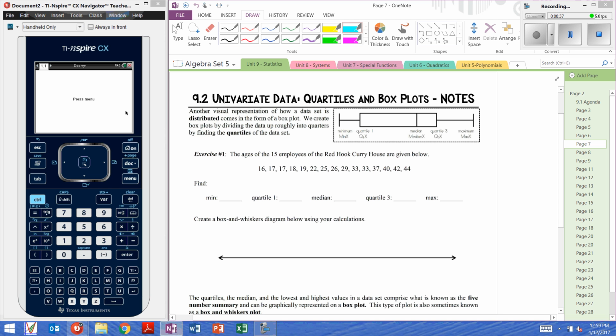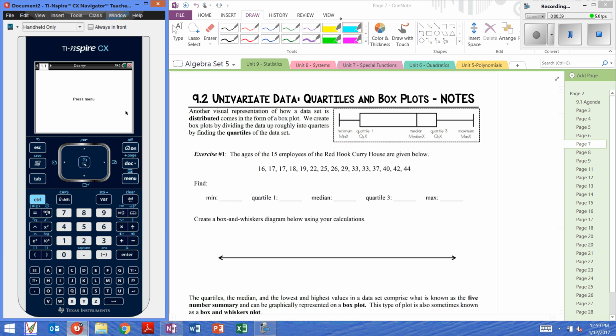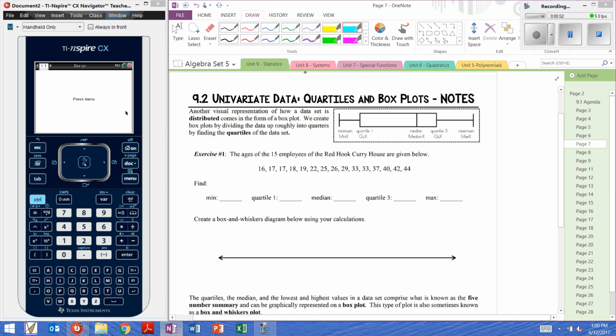So our box plot looks like this. We have a minimum value, a maximum value, we have our first quartile, our third quartile, and our median. And it represents in each one of these four sections, 1, 2, 3, 4, each one of those four sections represents 25% of the data because it takes the minimum and maximum and divides that in half. That's how we get our median.